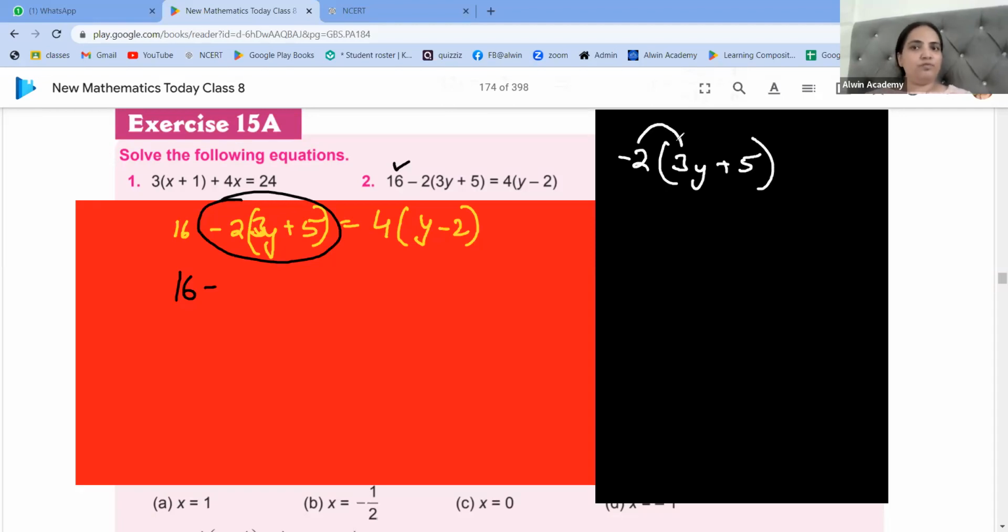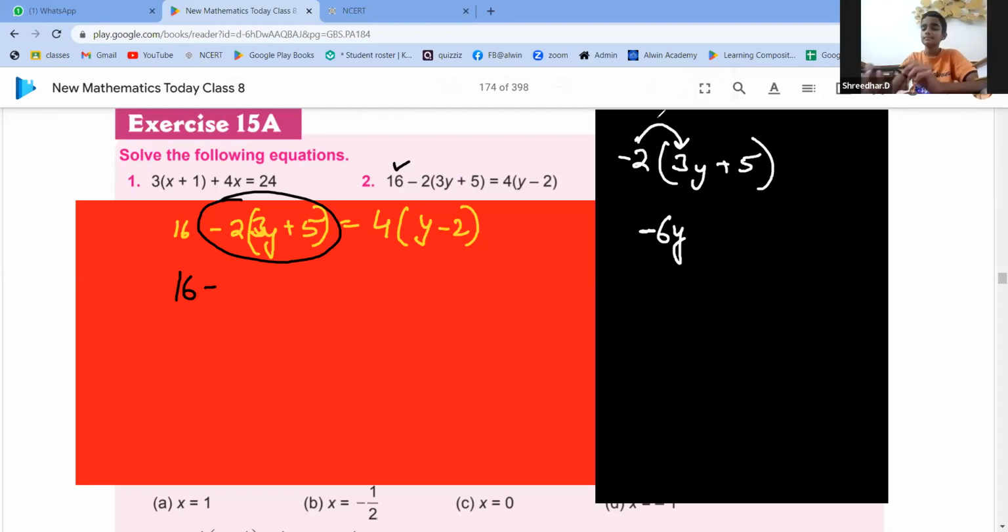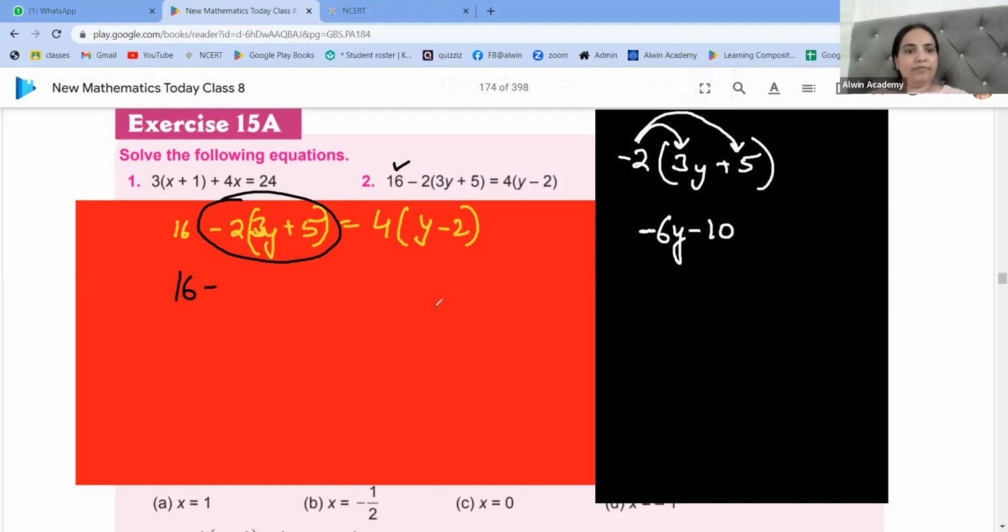How to solve this? First of all, let's multiply negative 2 with 3y. Let's focus on the numbers only first. 3 twos are 6, and one is positive, one is negative. A positive and a negative together make negative. So negative 6y, right? Hello, Sridhar, got it or not? Yes, ma'am. Now negative 2 multiplied with 5. Ma'am, negative 10. Very good. Very nice.